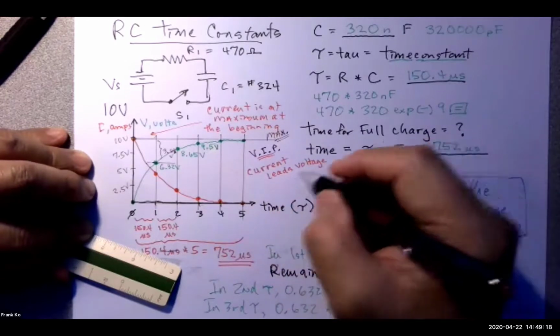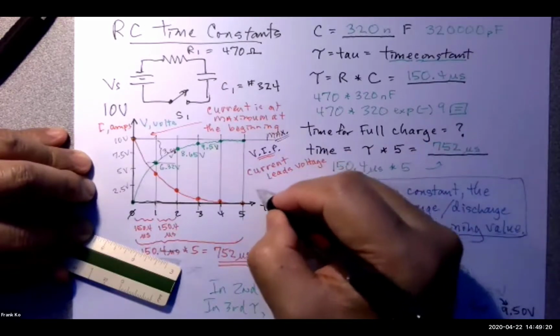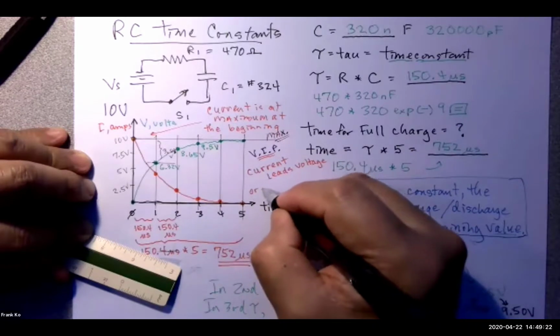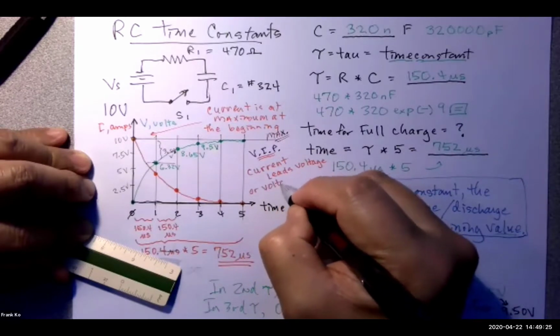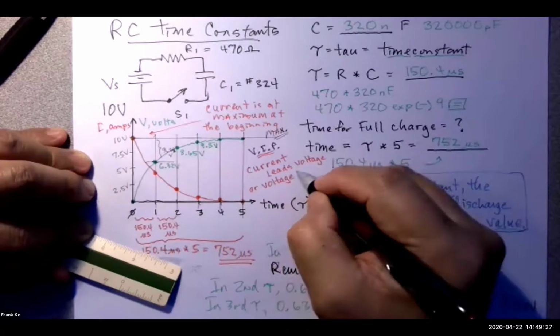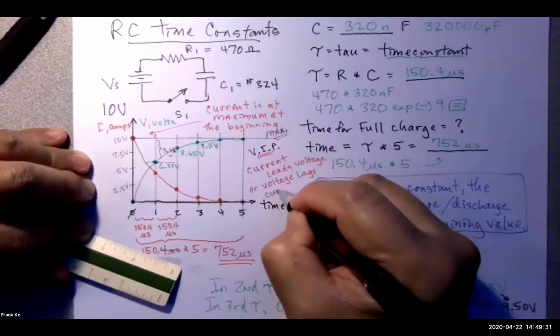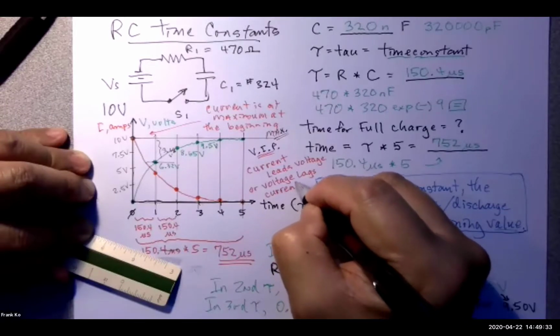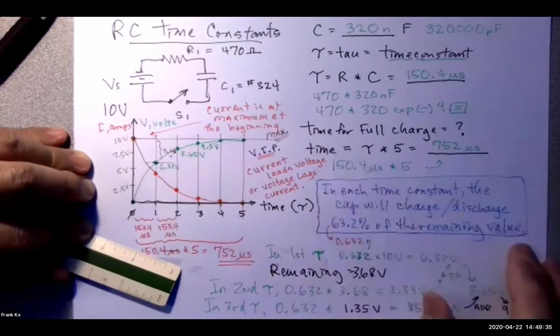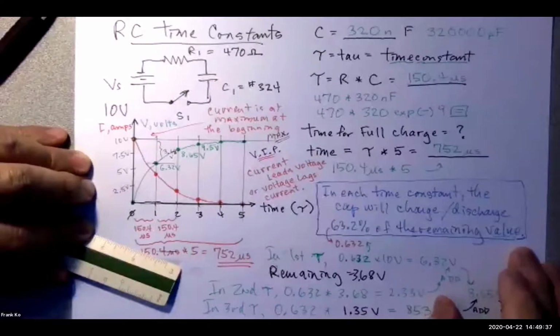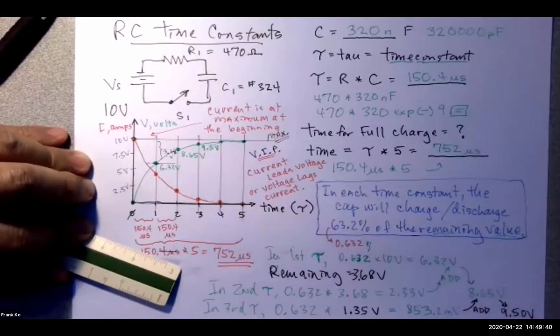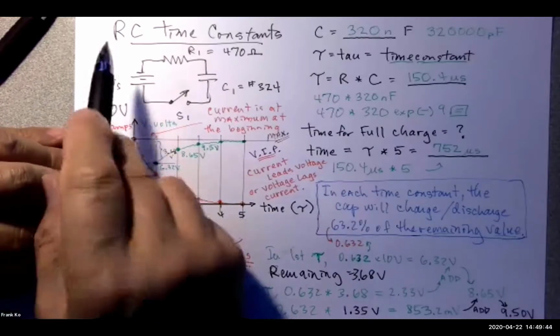Or you could also say voltage lags current. That's a very, very important point. Include this with, and I'll tell you why that's significant in a little bit, but you want to write that down. So this is what type of circuit?